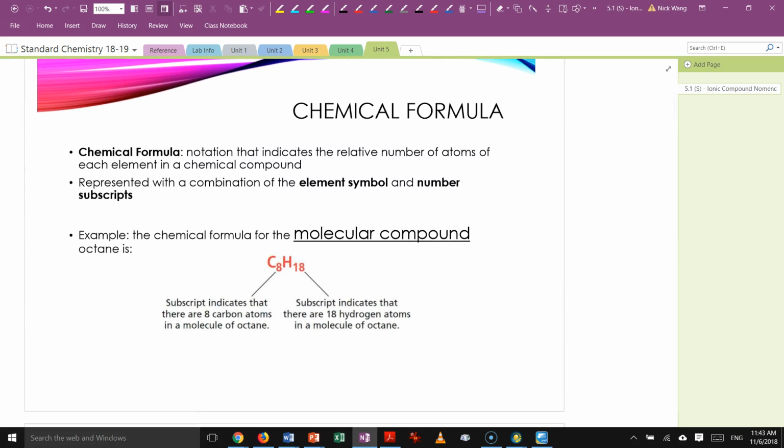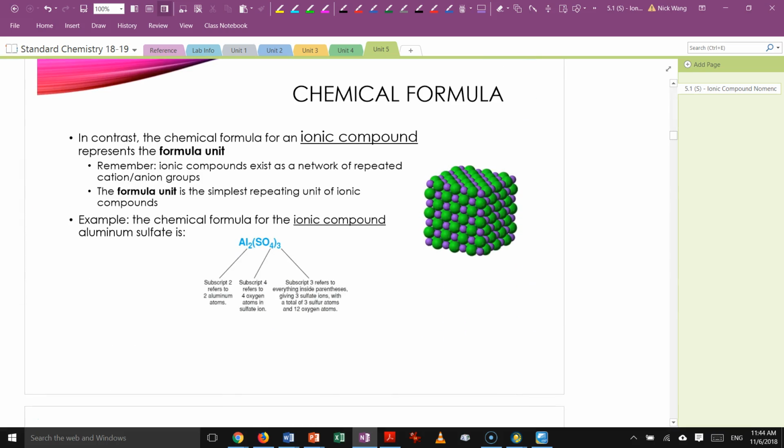All right, so let's break down the chemical formulas. Again, this is mostly review here. But chemical formulas are formulas that represent the number of atoms of each element used to make a certain compound. So in this case, the chemical formula for a molecular compound right here is C8H18. You can see that it tells you there are exactly 8 carbon atoms and 18 hydrogen atoms together that form one molecule of the compound octane. This random compound octane.